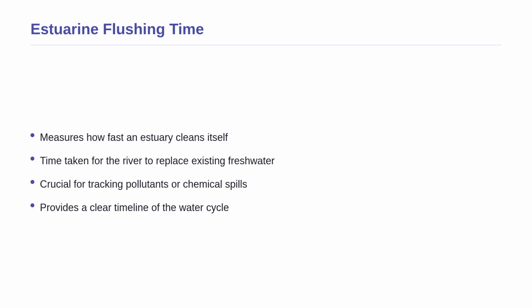Now that we have calculated the water's composition, let us look at how the water moves. Another crucial concept is how fast an estuary cleans itself, which is known as the flushing time. This tells us how long a drop of water, or a pollutant, stays in the estuary before being washed out to sea. It is the time it takes for the incoming river to completely replace the existing freshwater in the estuary. Understanding this timeline is absolutely vital for environmental managers coordinating cleanup efforts.